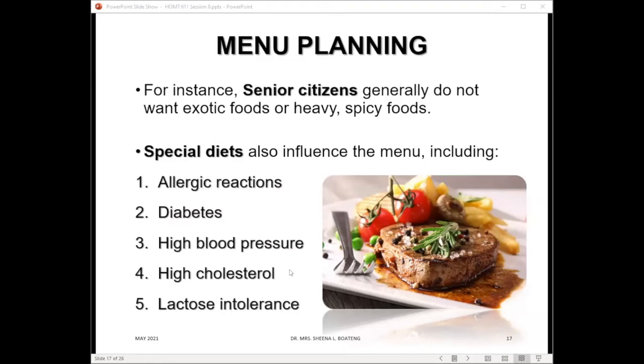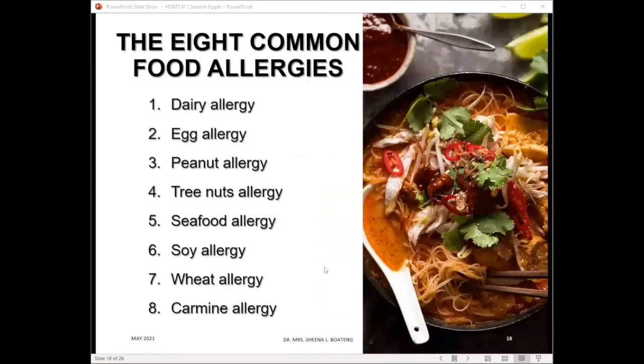Yes. So in terms of allergies, there are 8 common food allergies that exist. So today I'm teaching you something new. We have the dairy allergy, and then we have egg allergies. Then peanut allergy, which is very common. Then we have allergies to tree nuts. Then we have seafood allergy. This one too is also quite common. Then we have the soy allergy.